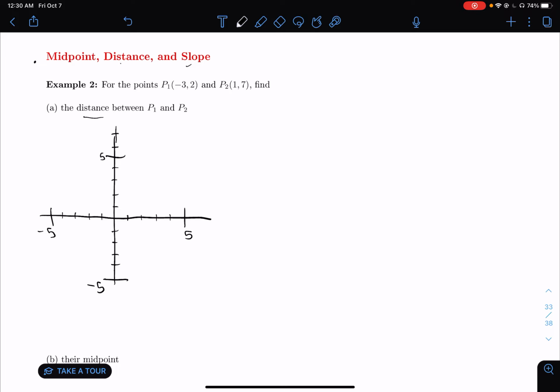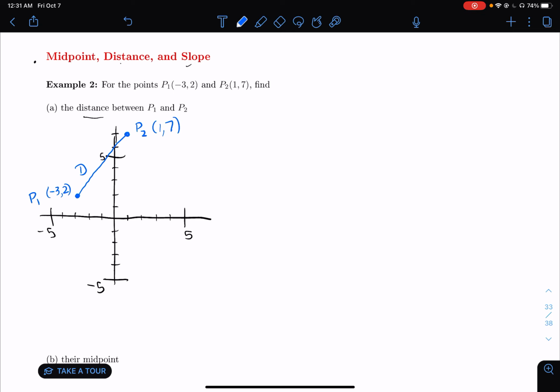All right, so let's plot the points. P1 is at -3, comma 2. So -3, comma 2, that is where the first point P1 is. And the second point, P2, is at 1, comma 7. So 1, comma 7, that would be over here. I'm interested in finding the distance between those 2 points. So I'll draw a straight line connecting them, and I'll call that distance capital D. Okay, so I want to find that distance.